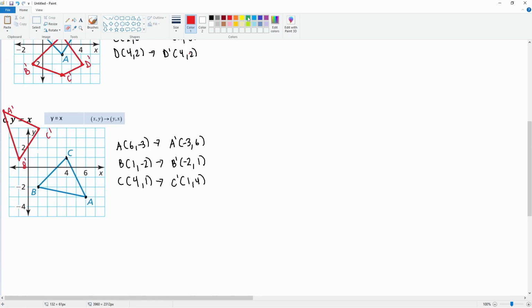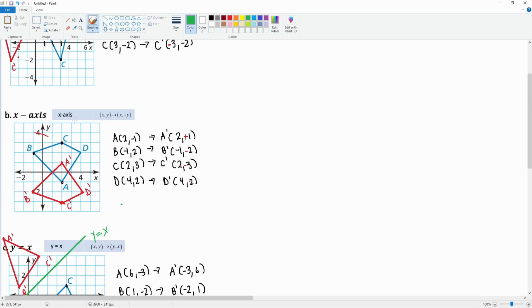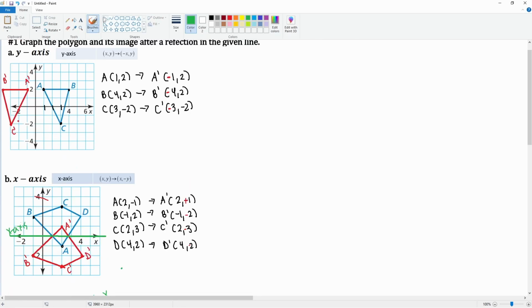If you want to see, this is actually the equation of y = x. This green line is y = x. That is that reflection. So there you go. Let me show you the line of reflection here. This is the x-axis line of reflection, and then for number 1 it was the y-axis for the line of reflection here.